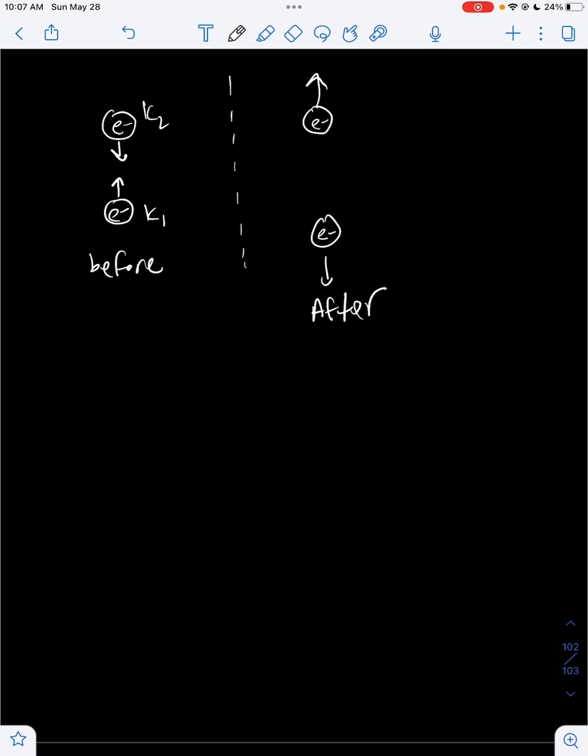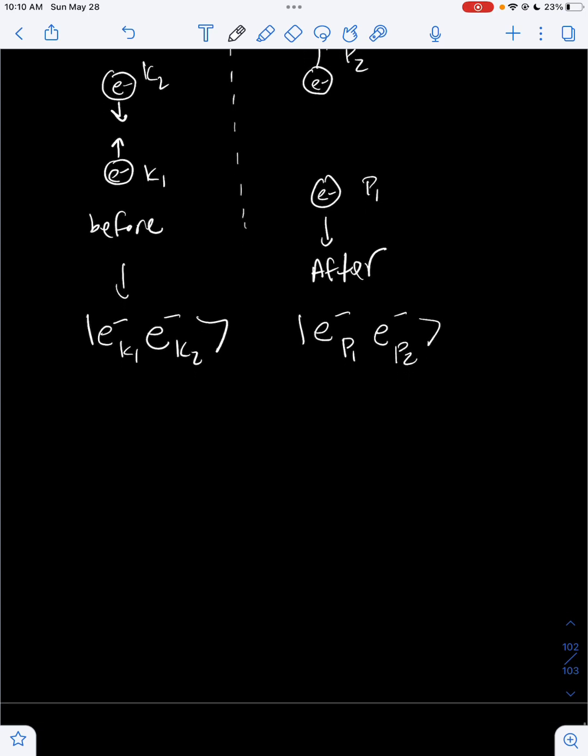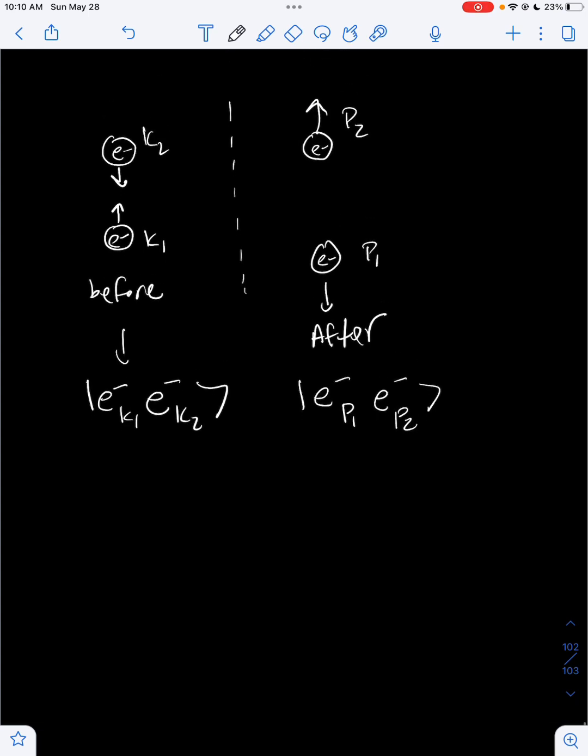Now we can represent this with a particle state, where we have one electron with momentum k1 and one electron with momentum k2. And then we have a particle state with one electron with momentum p1 and one with p2. They leave with different momenta p1 and p2. And you want to find the probability that we start off with 2 electrons with these momenta, and then we end up with 2 electrons with different momenta p1 and p2. And to find that probability, we just have to project the final state onto the initial state. This will be the probability amplitude.